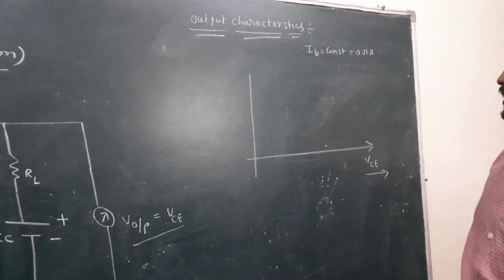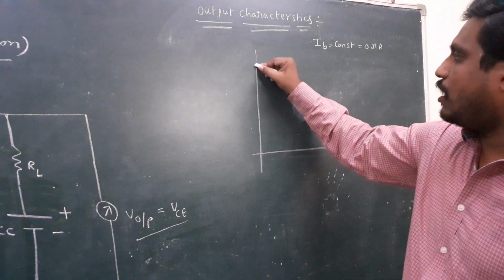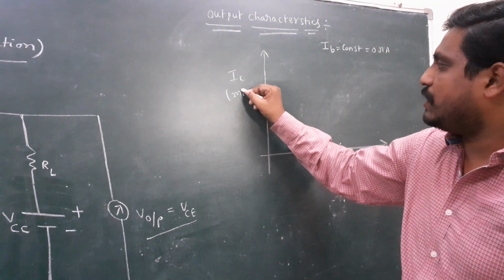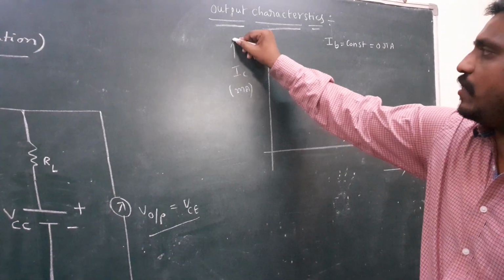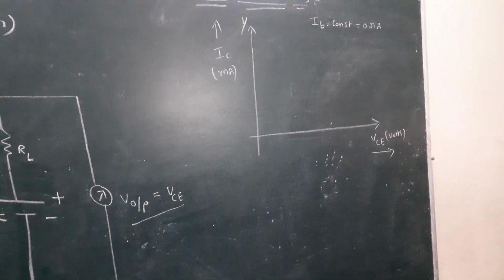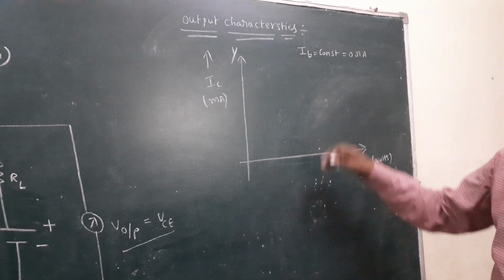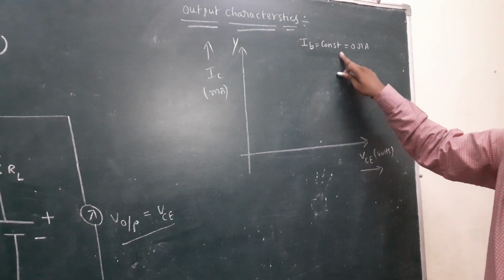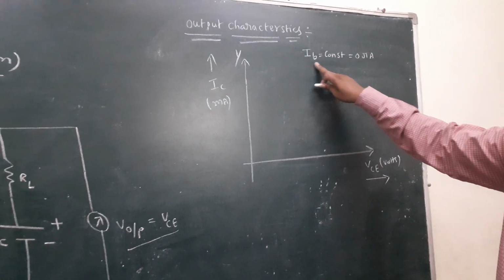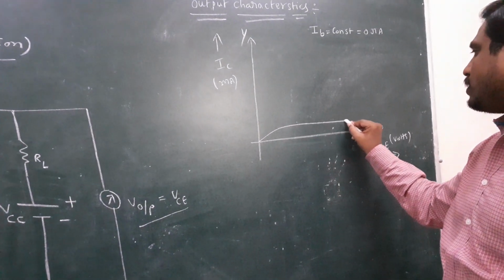On the x-axis it is taken in volts. Here the output current is named IC, taken in milliamperes on the y-axis. That means the output voltage is taken as the x-axis, the output current, that means the collector current, is taken as the y-axis, and the input current is fixed. That means to study the output characteristics, the input is constant. I draw the experimental graph.